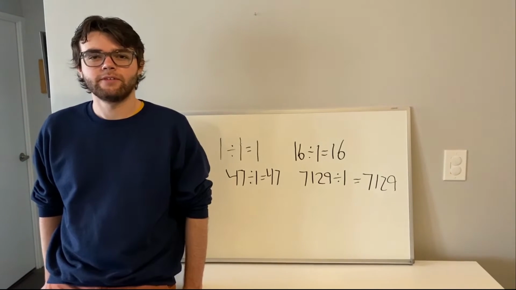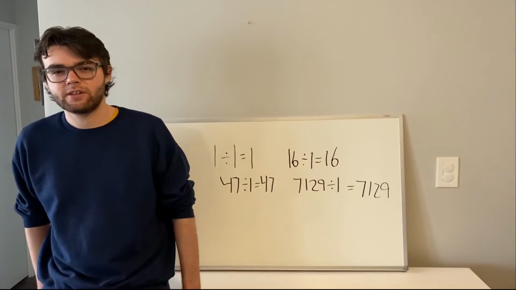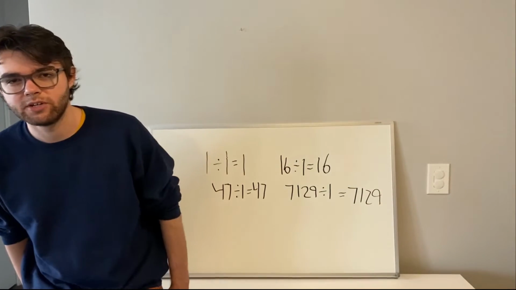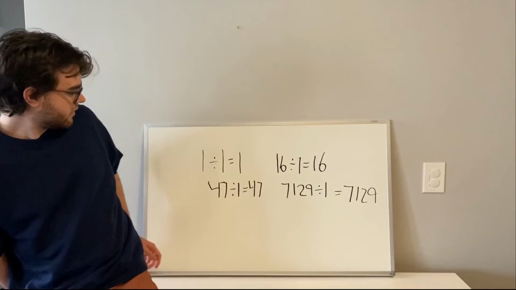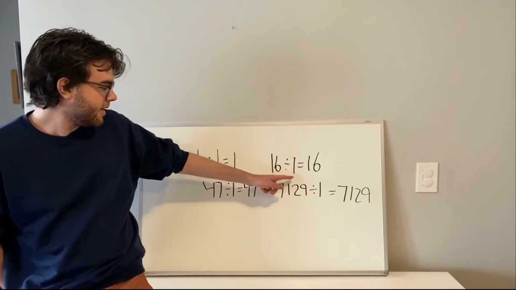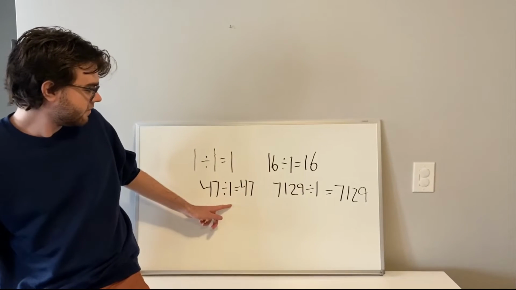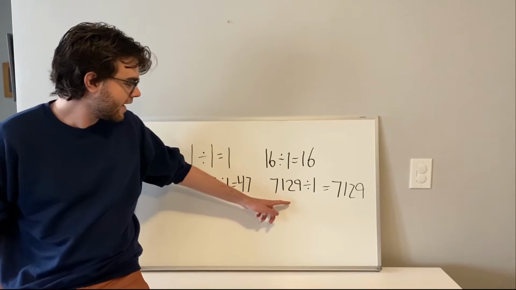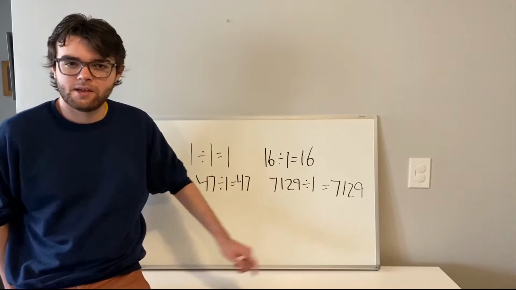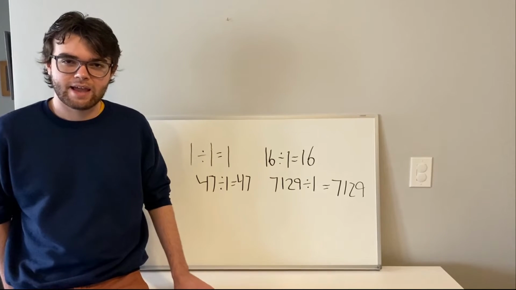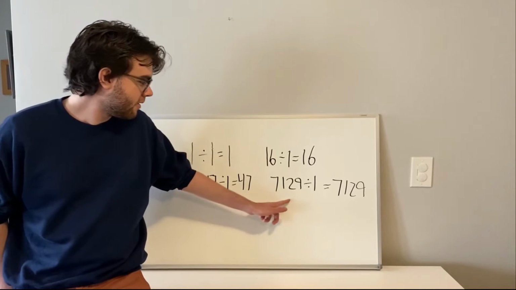First, we're going to learn about dividing by 1. Every single number is divisible by 1, and in fact, the answer is just the original number itself. So, 1 is divisible by 1, 16 is divisible by 1, 47 is divisible by 1. A big number like 7,129 is divisible by 1. Every single number is divisible by 1, and the answer is just the original number itself.